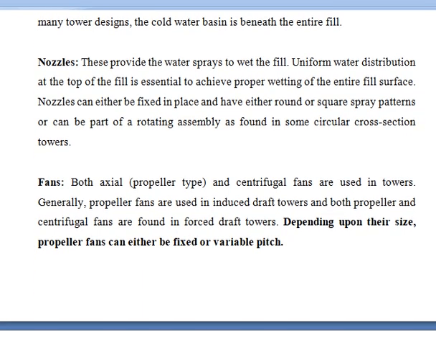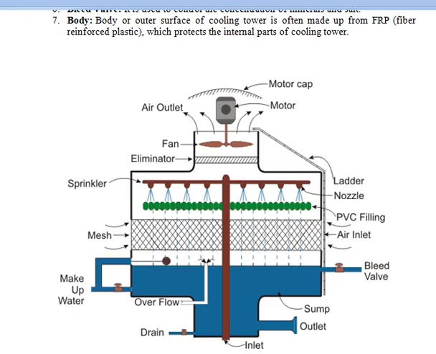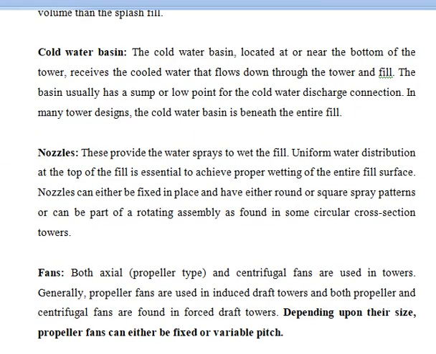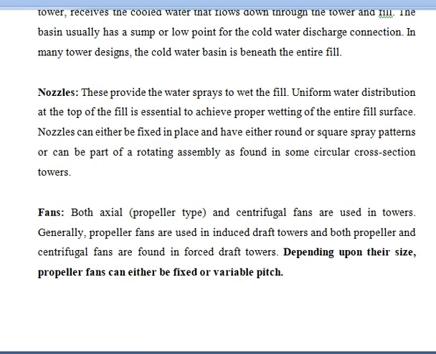Then discuss the fan. Both axial propeller type and centrifugal fans are used in towers. Therefore, two types of fans are used: one is the propeller type, and the second is the centrifugal type. Propeller fans are used in induced draft towers, and both propeller and centrifugal fans are found in forced draft towers. Depending upon the size, the propeller fan can be either fixed or variable pitch. That means these fans are used depending upon the situation of the cooling tower.